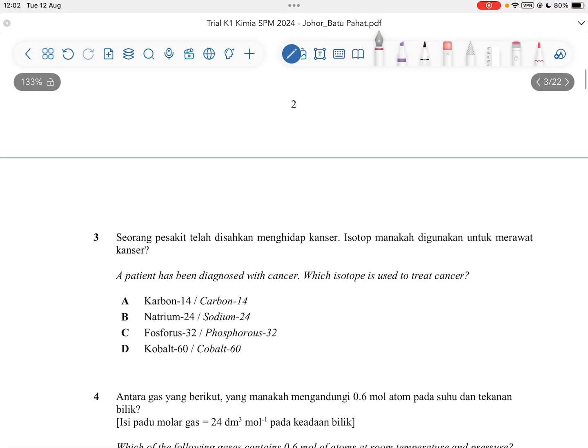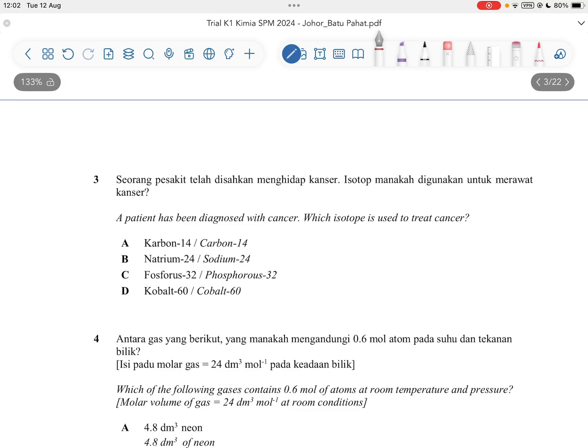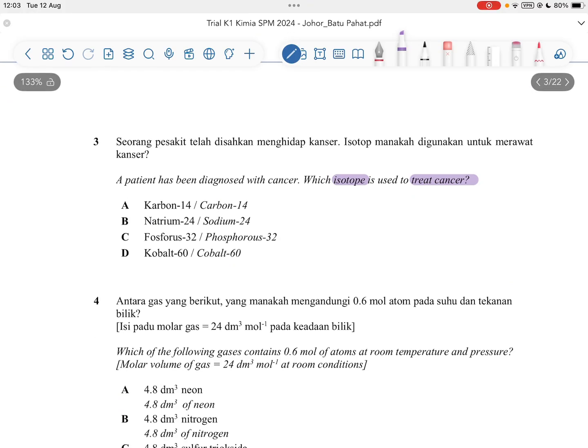Okay, question 3. A patient has been diagnosed with cancer. Which isotope is used to treat the cancer? For your information, you need to remember what an isotope is. Isotopes refer to the same type of element that has the same proton number but different nucleon number. So which isotope is used to treat cancer? This one we need to memorize. There's no choice; this is considered an easy question where you only need to memorize some famous examples. So the answer is D, cobalt-60. It is used to treat cancer.